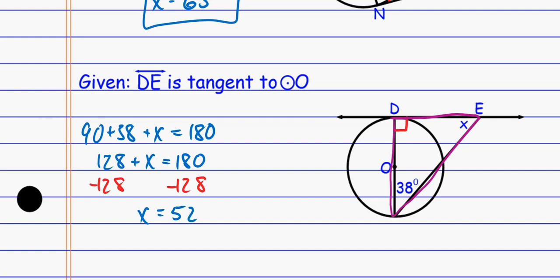Okay, so x equals 52 degrees. All right, but again, that idea that the tangent line and the radius come together at a 90-degree angle if they meet at that point of tangency. Okay?